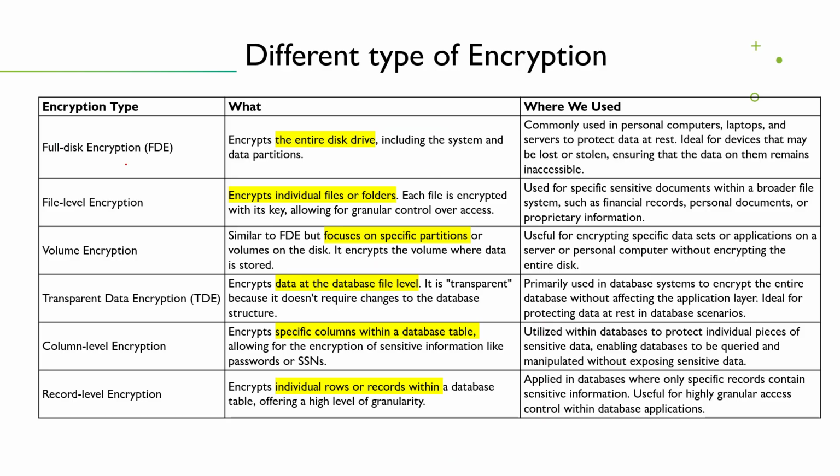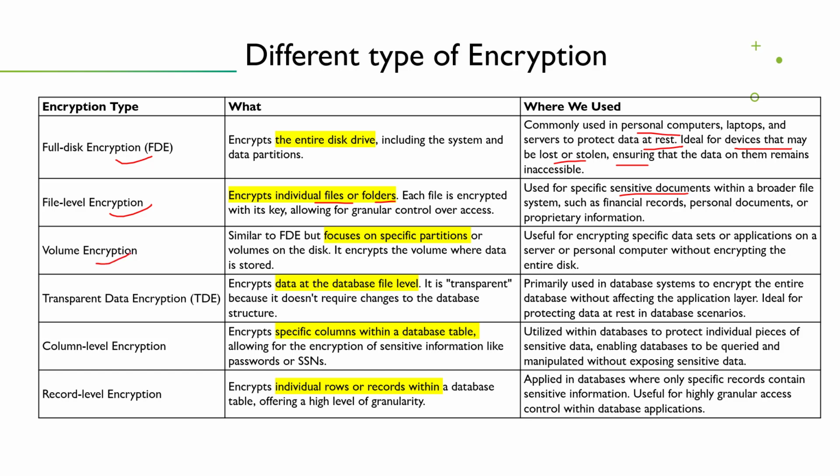So this is the summary, okay? If the question is talking about encrypting the entire disk drive, not a volume but the disk drive, this is called full disk encryption, which is commonly used in personal computers and laptops, ideal for devices that may be lost or stolen. File level encrypts particular, individual files, used for specific encryption of data and documents. So we use this where I don't want to encrypt all the files. I want to encrypt particular files, and I want to keep the rest of the files as plain text.